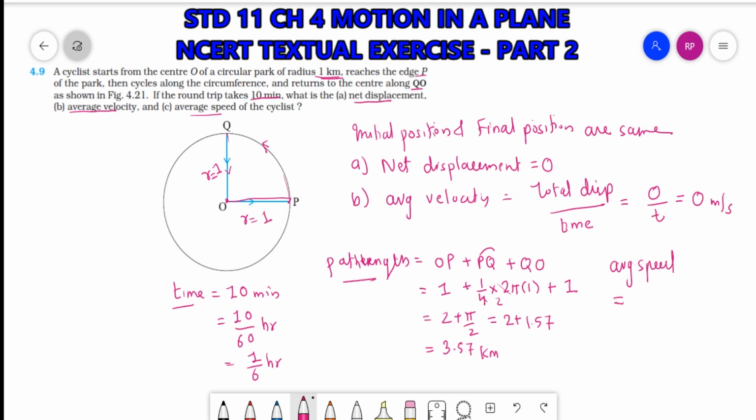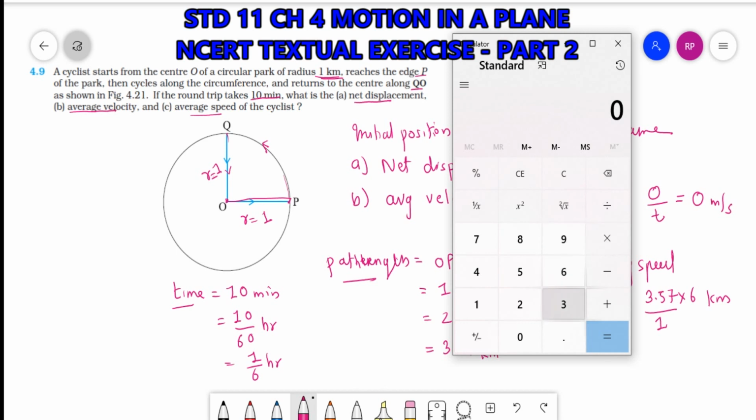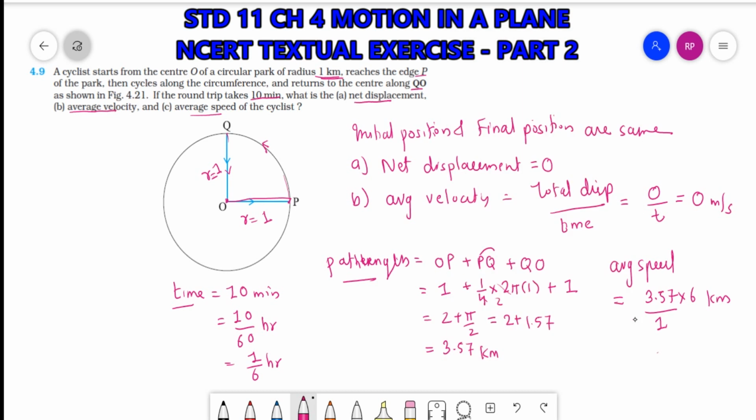will be equal to the total path length, that is 3.57 upon the time, that is 1 by 6 hours. So it's 3.57 into 6. Let's calculate: 3.57 into 6 is equal to 21.42 kilometer per hour. It's kilometer per hour. So this is the average speed.